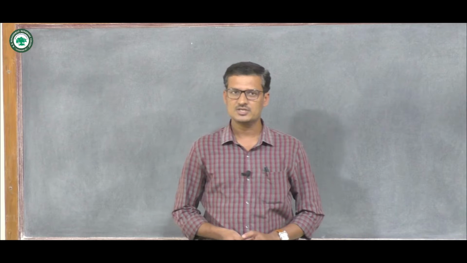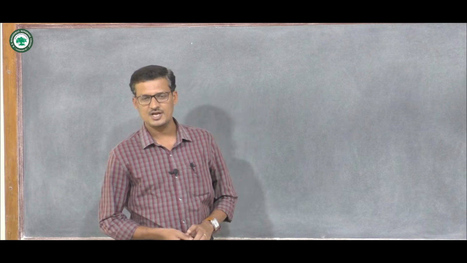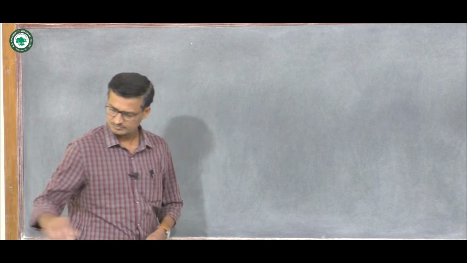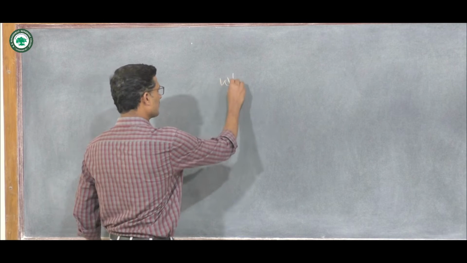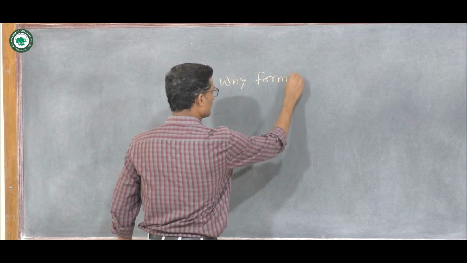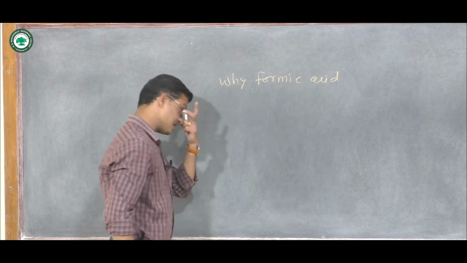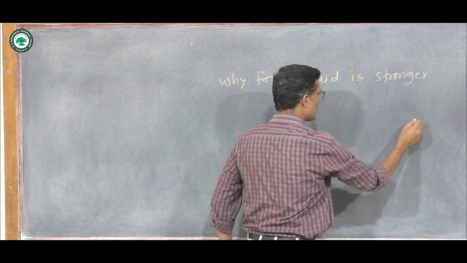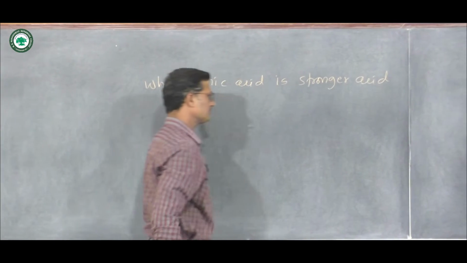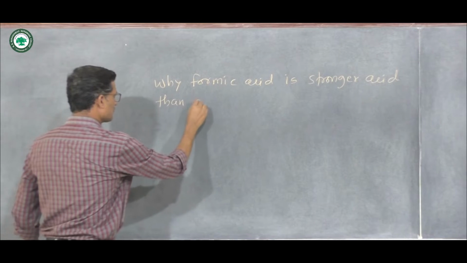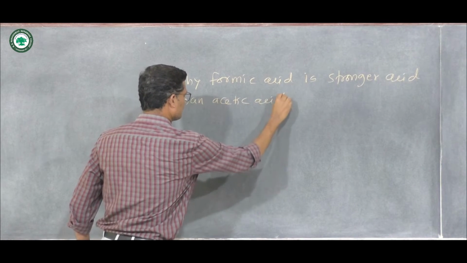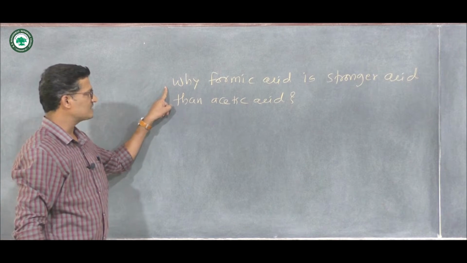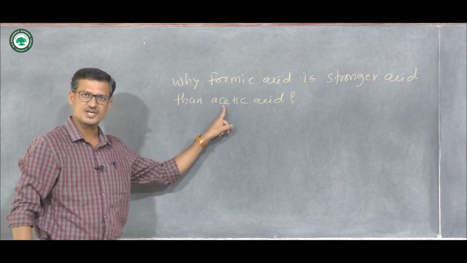So we start from the simple aliphatic acids, and we start from example number 1, formic acid. Formic acid is a stronger acid than acetic acid, because we compare the relative acidity between formic acid and acetic acid.